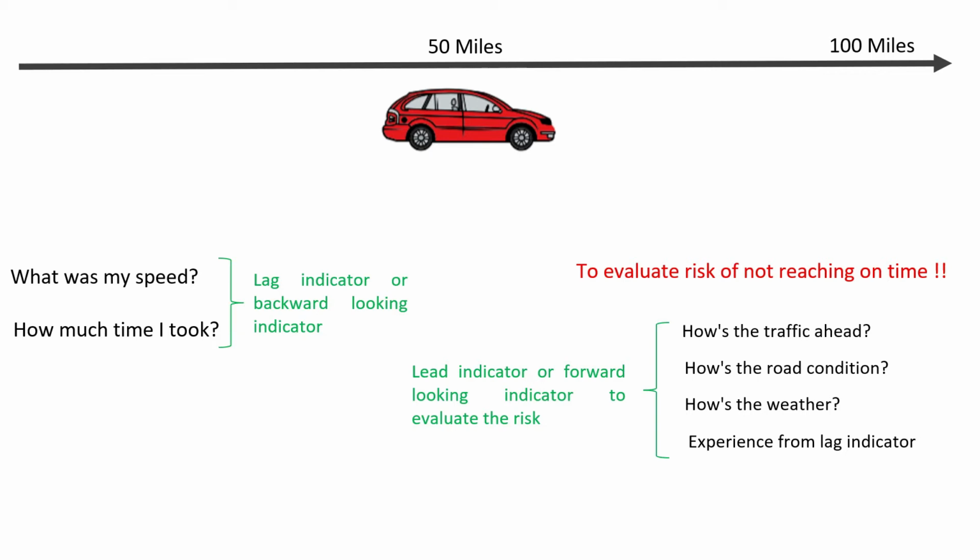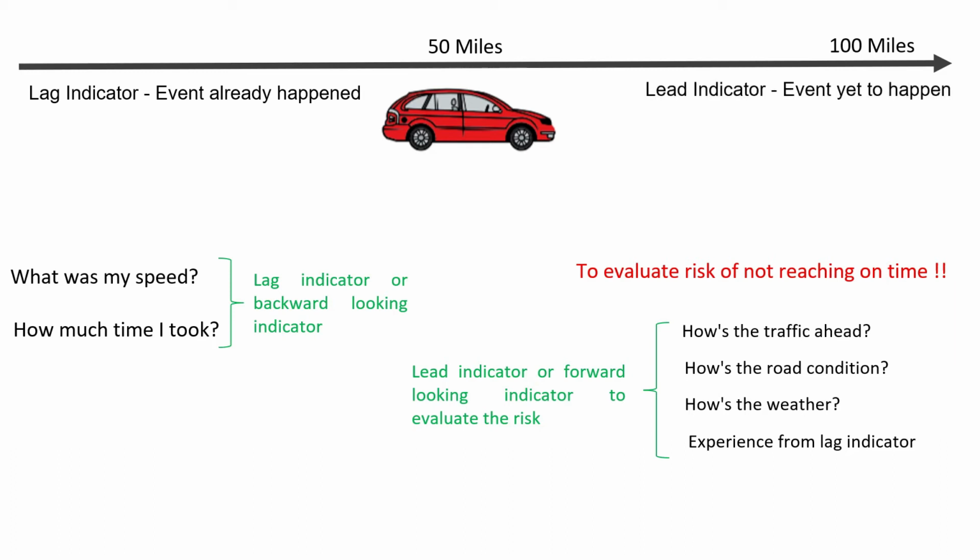In lead indication, what you are evaluating is something which is not yet completed and you can take some action to address the same. So again, to understand the difference between lag and lead: in lag indicator the event already happened, whereas in lead indicator the event is yet to happen.